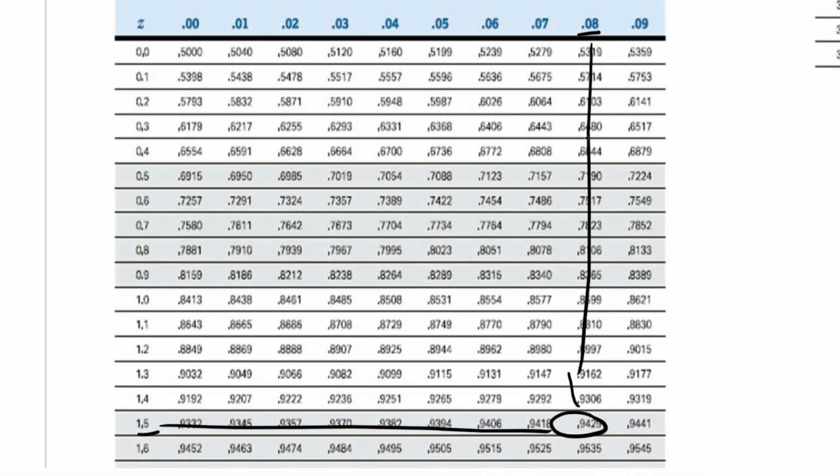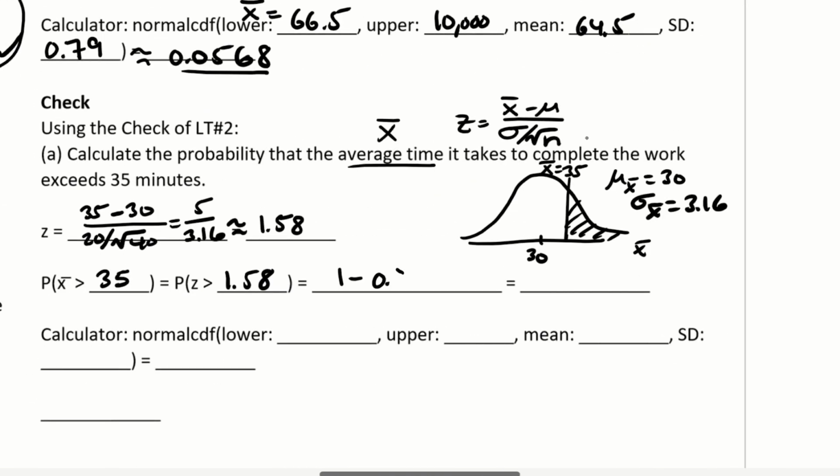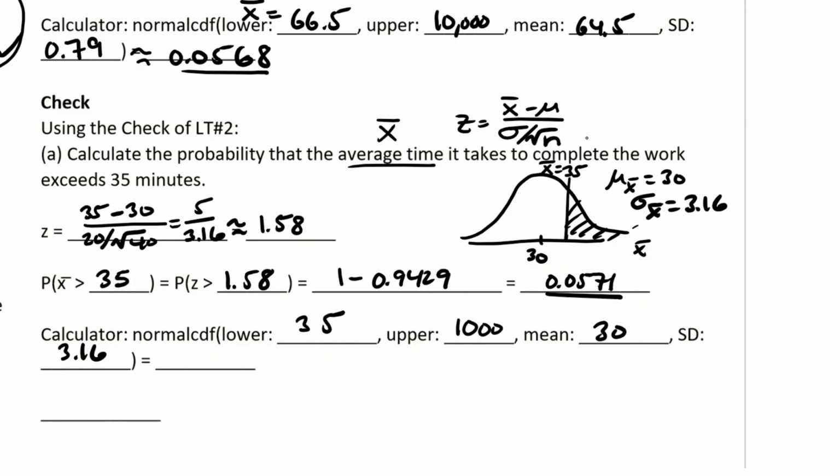0.9429 it appears. Okay, so we got 0.9429. 1 minus 0.9429 is 0.0571. Now on the calculator, you put X bar for the lower bound, and 1,000 or a really big number for infinity for the right side. The mean is 30, standard deviation is 3.16, and you get approximately 0.0568 as well.